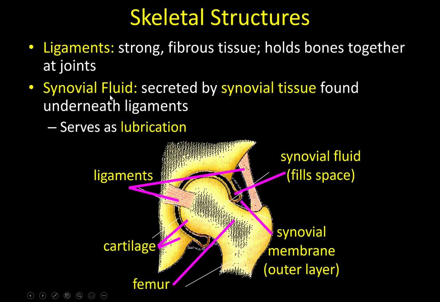Synovial fluid is a fluid secreted by synovial tissue, a specialized type of tissue that's found underneath ligaments. This synovial fluid acts as a lubricant. Okay? It helps to smooth the movement of the bones against each other.